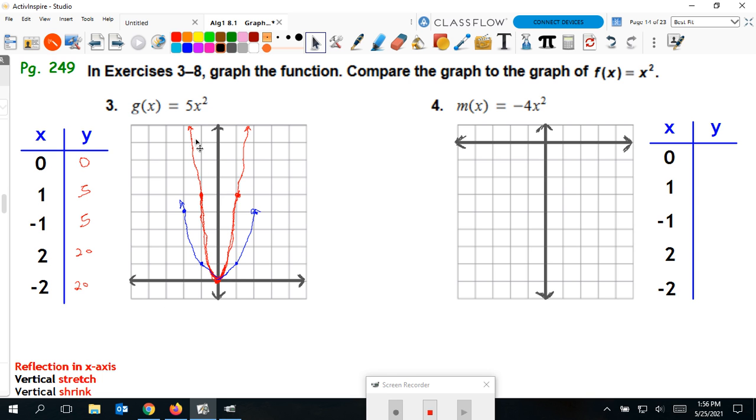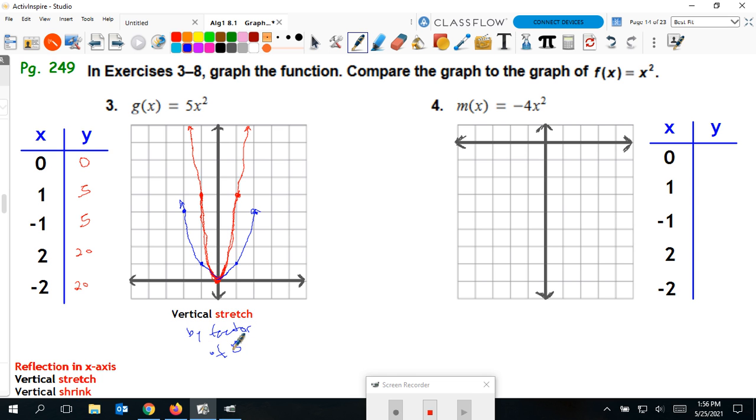Yes, it is a vertical stretch for this one. And we could say by what, though? In this case, it's going to be by the number 5. So we could say by a factor of 5. That's what we would say on this one.